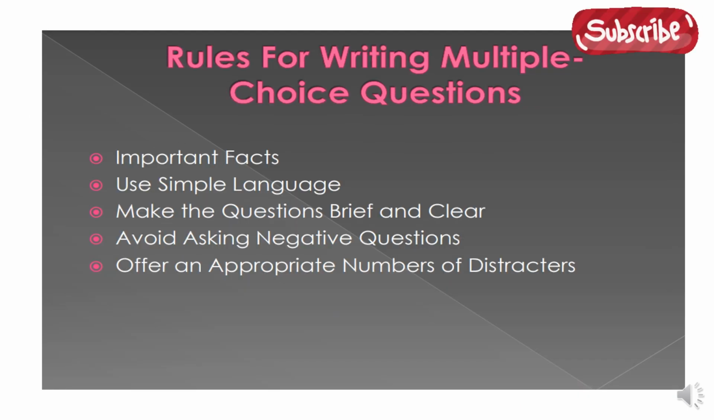What are the rules for writing a multiple choice question? The first and most important is that the important fact is given in the question, as well as using simple language that the learner or the reader can easily understand and easily answer. Next is make the question brief and clear, so it will not be time consuming and the reader can easily answer it within a short time. Next is avoid asking negative questions.